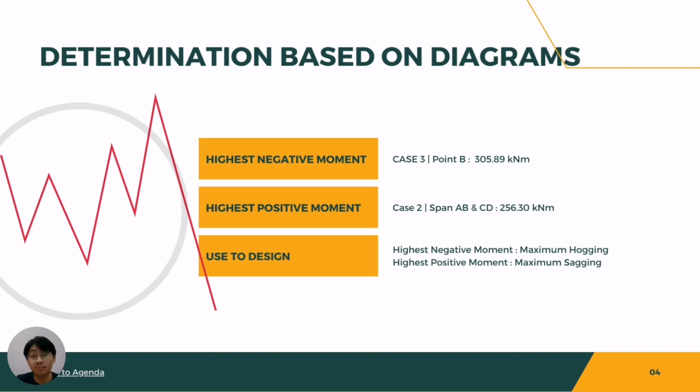with 256.30 kilonewton meters. And we know that the highest negative moment is the maximum hogging moment, while the highest positive moment is the maximum sagging moment. So both of these values should be taken into account in the design process later on.